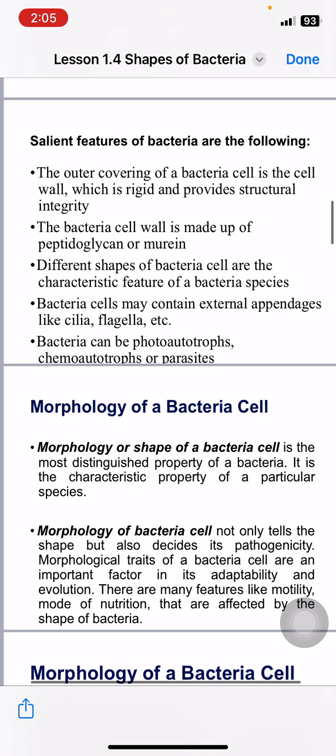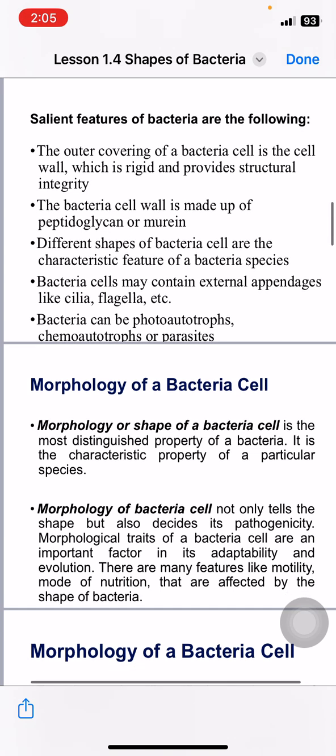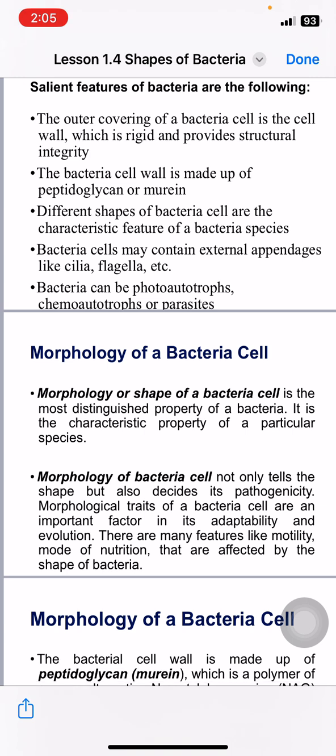The salient features also include different shapes for different bacterial species. And it also contains what? Cilia and flagella.